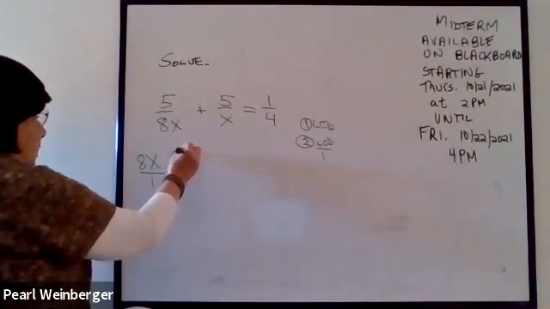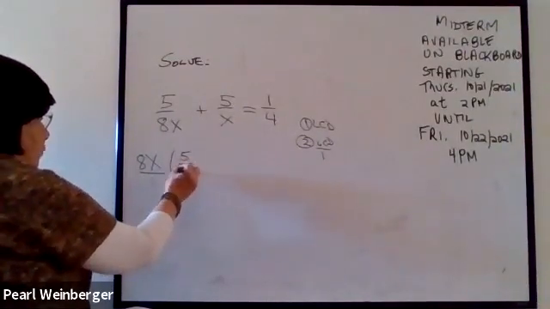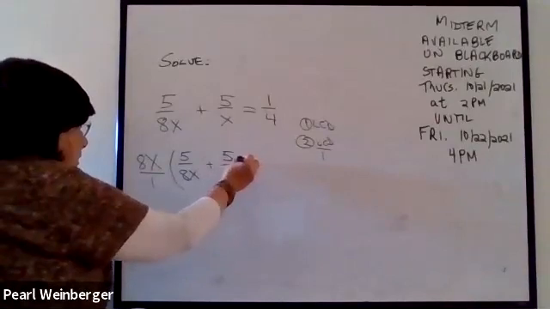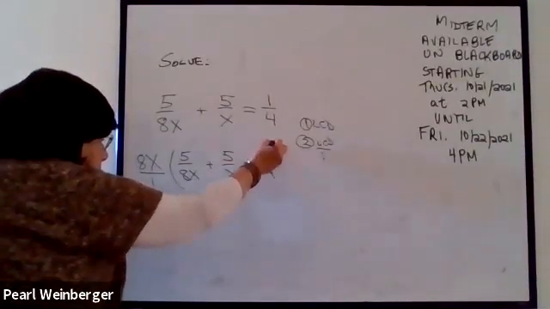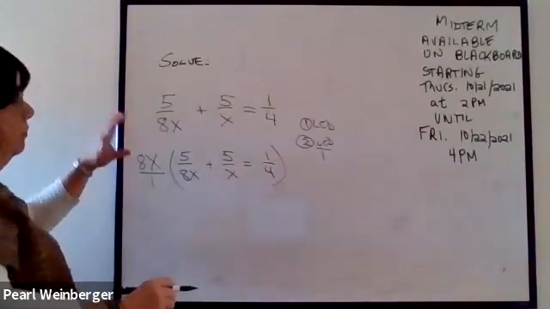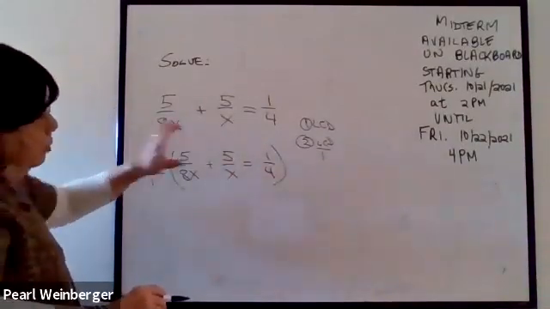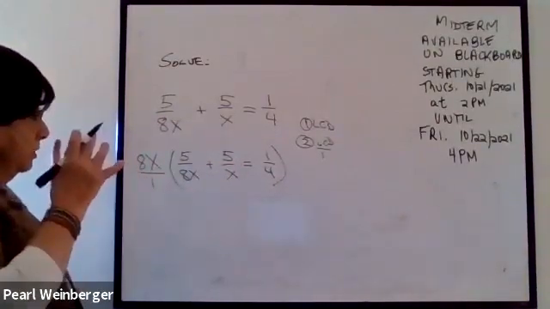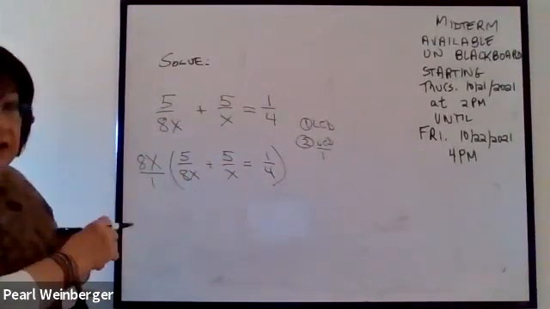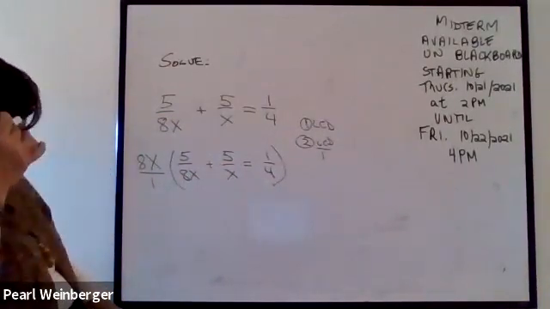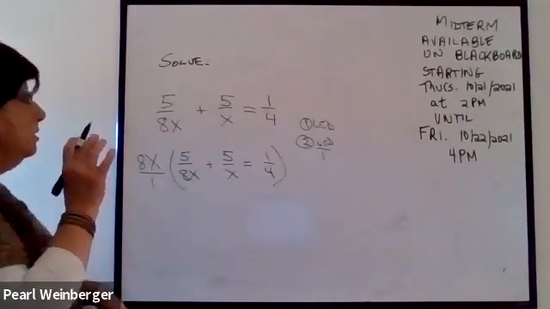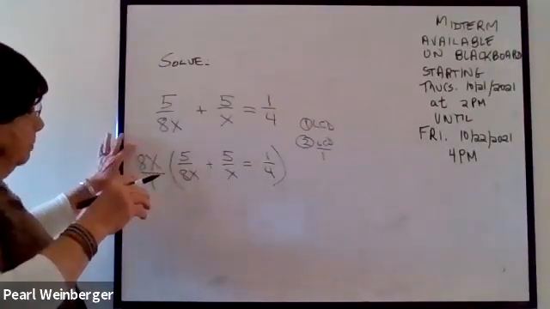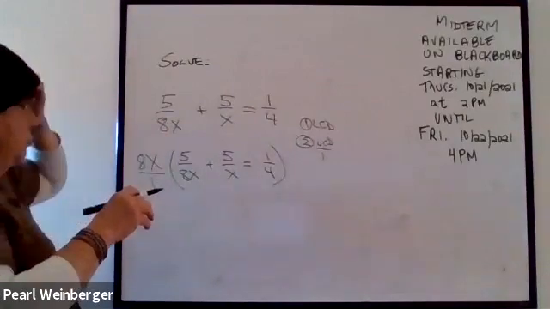So we're going to multiply 8x over 1 by 5/8x plus 5/x equaling 1/4. You're going to have to multiply both sides of the equation. Remember, when you multiply or divide both sides of the equation by the same thing, it doesn't change the value of your equation. Now, in order to multiply by this 8x over 1, I have to use the distributive property.